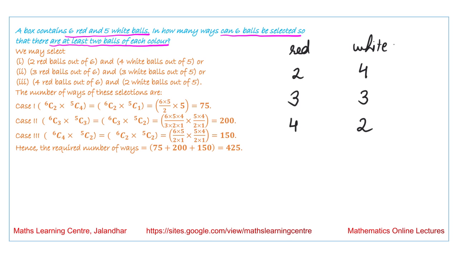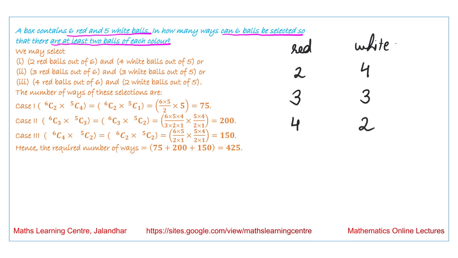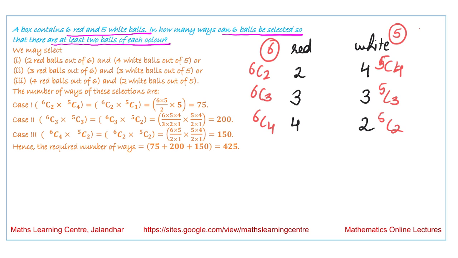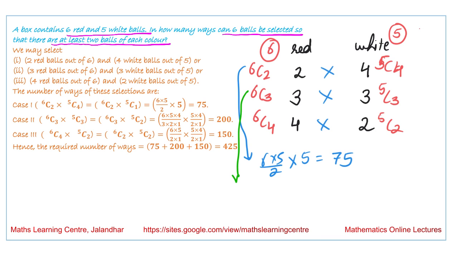Now the total number of red balls we have is 6, and the total number of white balls we have is 5. So the total number of ways is 6C2 times 5C4, 6C3 times 5C3, and 6C4 times 5C2. Now if we take the product of these terms, from the first term the answer is 6C2, that is 6 into 5 by 2, which is 15, into 5C4, which is 5. So the answer is equal to 75. In the second case it is 6C3.